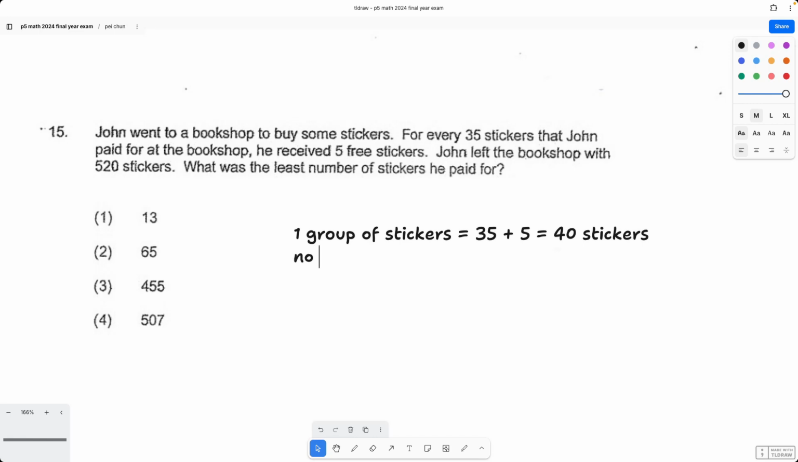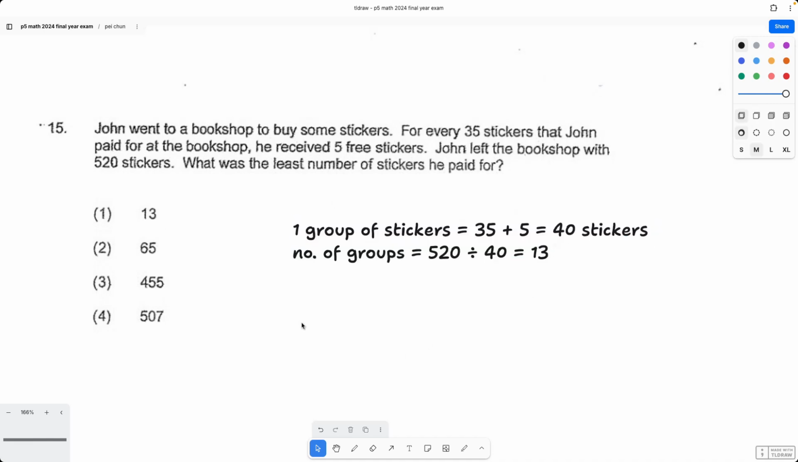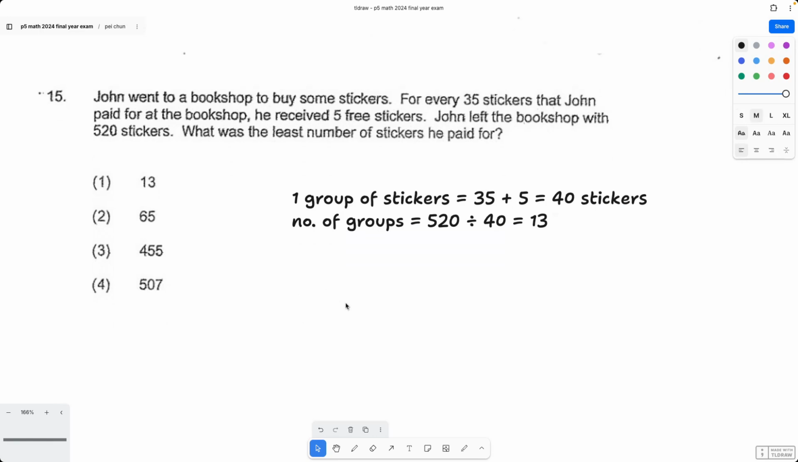So that means the number of groups is equal to 520 divided by 40. In this case it is 52 divided by 4. I'm just calculating what 52 divided by 4 is. So it's not 16, it's 13. If I calculate from the division standpoint, I'll put here 4 and then we divide 52.